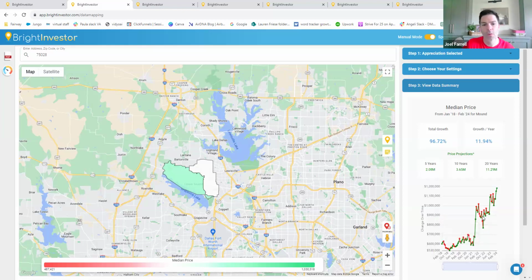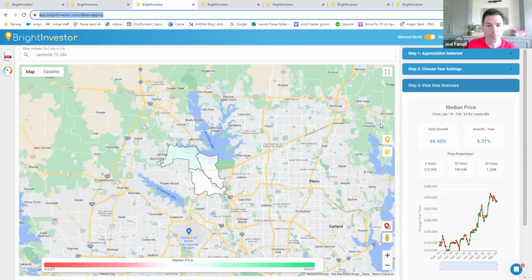And so what else do you compare this to? Because again, price and data is only good as far as you're able to compare it to something relevant. And so here's a neighboring area just northeast, which is Lewisville, and the median price is quite a bit lower, 450, versus Flower Mound, which is above $1 million.